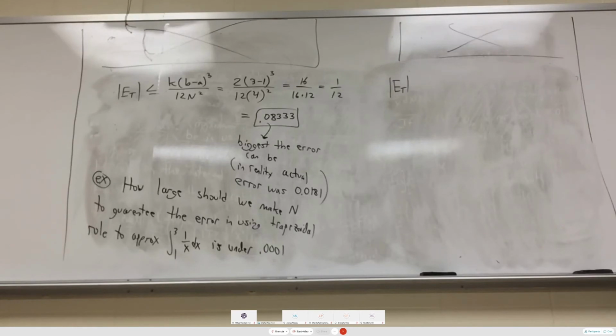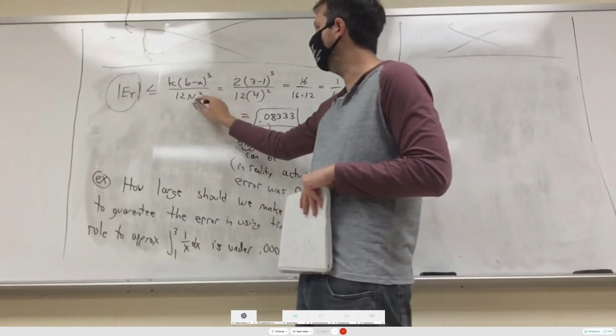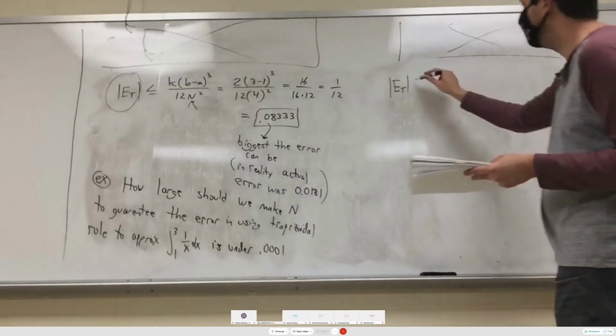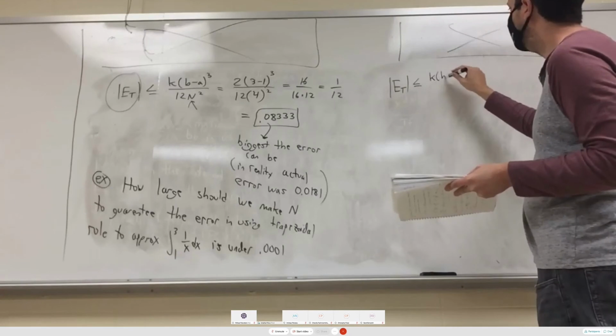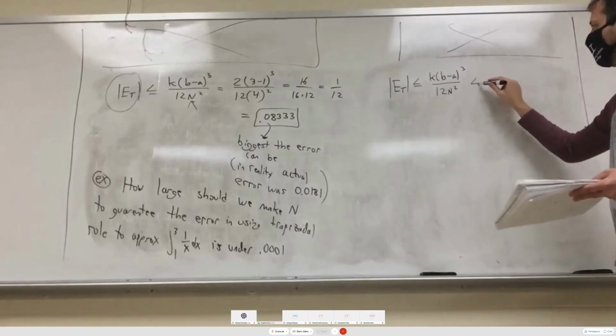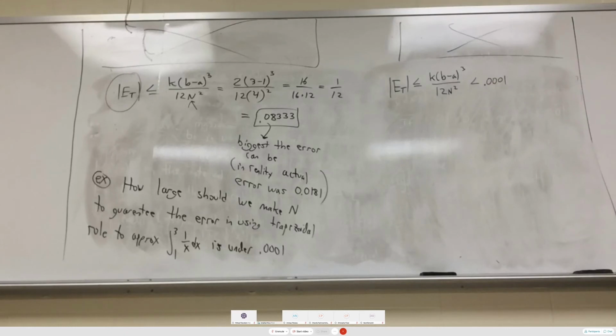Okay, so in this case, it's solving the exact same inequality that we had before, except there's a different unknown. I know basically what my bound has to be, 0.0001, and the unknown has to be the n. So it's just solving a different algebraic equation. So I can say E of t is less than or equal to K times (b minus a) cubed over 12n squared, which has to be less than this error. I want to absolutely assure myself that I've made an approximation that's good to that degree.